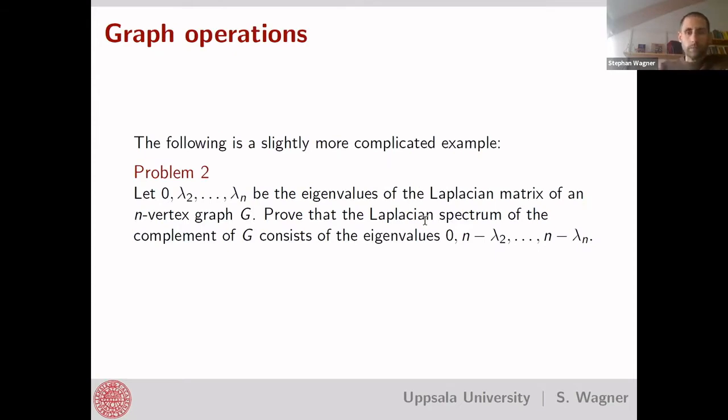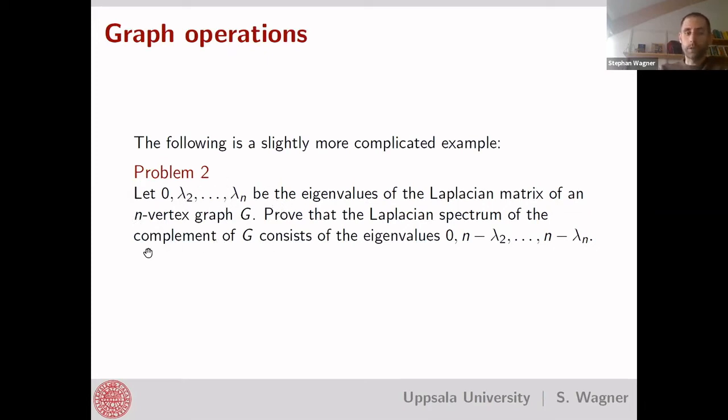This takes me to problem number 2. Another example of a graph operation that one can perform, where one has a nice result on the spectrum. It's slightly more complicated than the disjoint union, certainly, but still quite doable. If we take the Laplacian matrix of an n-vertex graph, then 0 is always one of the eigenvalues. We know that for sure. I told you that before. And then we have some other eigenvalues, lambda 2 to lambda n.